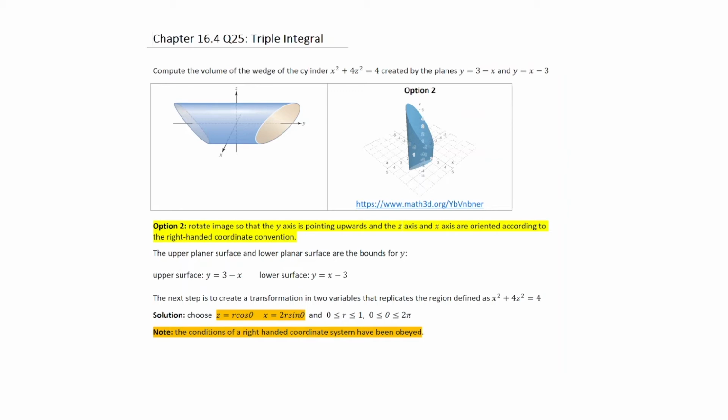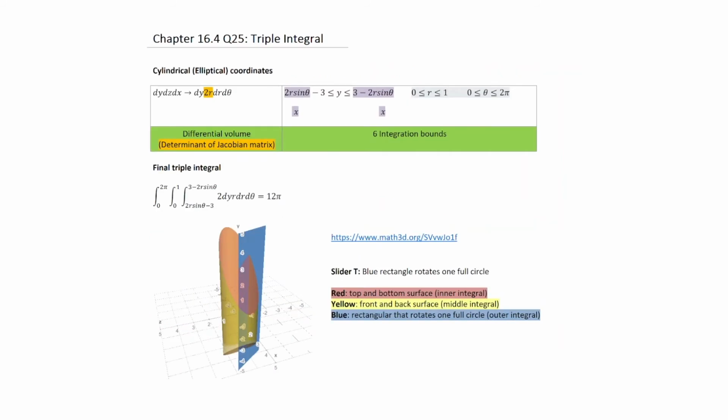So now that we've done that, we can basically compute a Jacobian and compute what the differential volume would be. If you do that Jacobian calculation, you'll end up with a value of 2r. In this case, the integration order would be dy, and then dr and d theta. So that's the transformation that we see going from Cartesian volume element to this sort of cylindrical / elliptical coordinate.